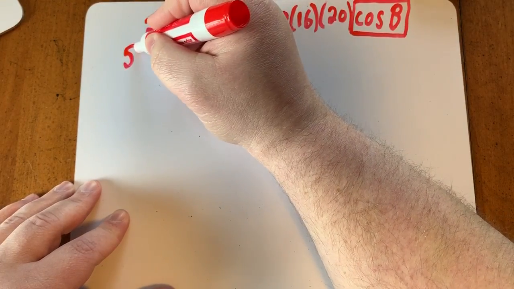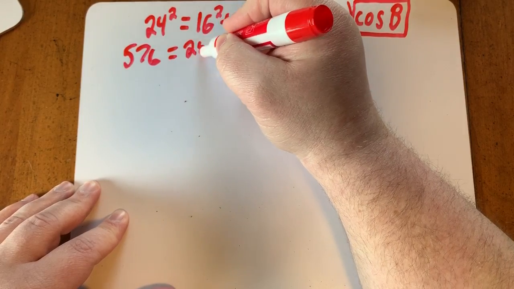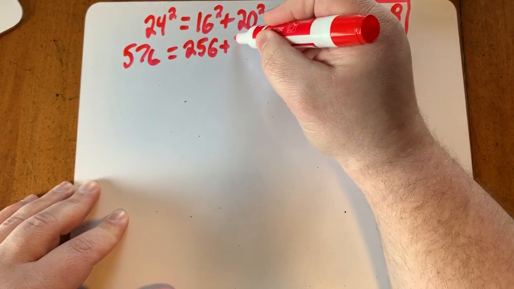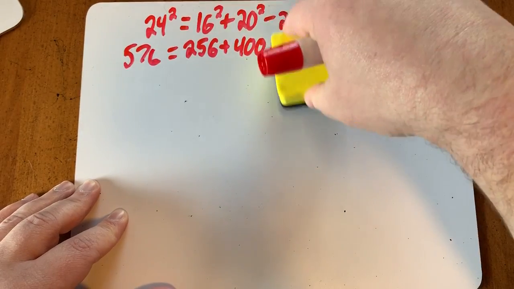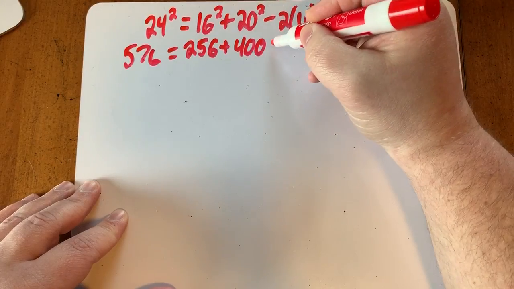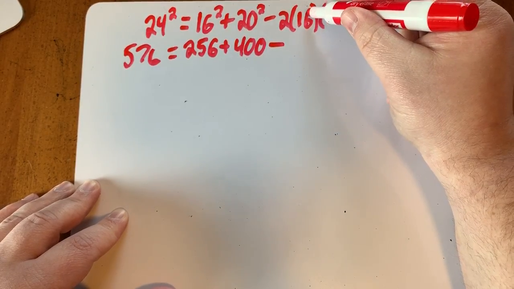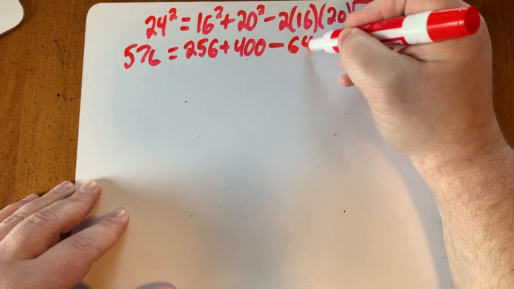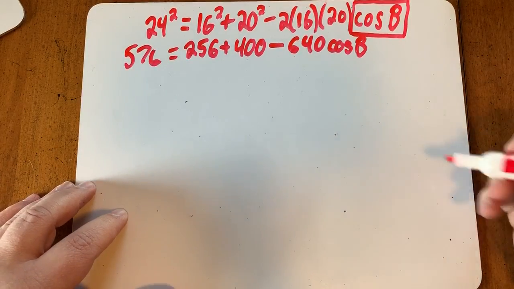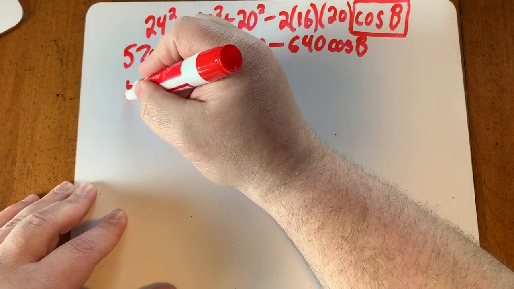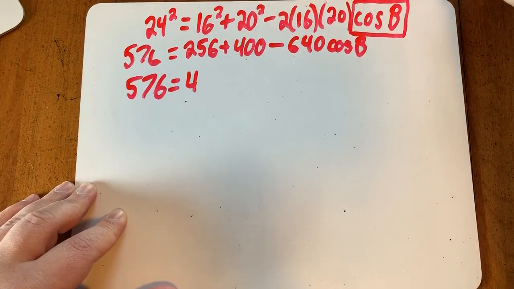So 24 squared is 576. 16 squared is 256. 400. Minus, and then that's 40 times 16 is 640, cosine of B. So 256 and 400 is 656.